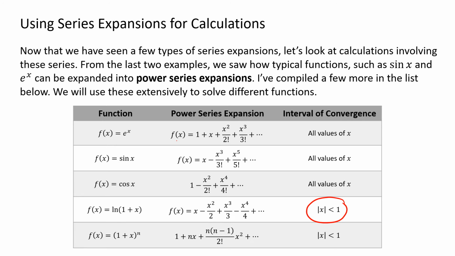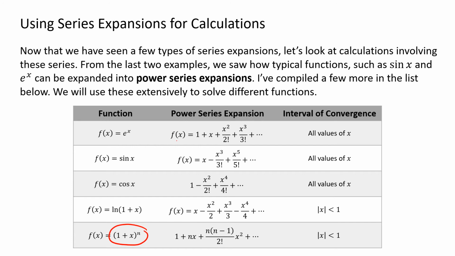The same is true for our final function. So 1 plus x to the exponent n is not valid for any terms where the absolute value of x is not less than 1. Okay, so when you get to values that are greater than 1, they're no longer valid.